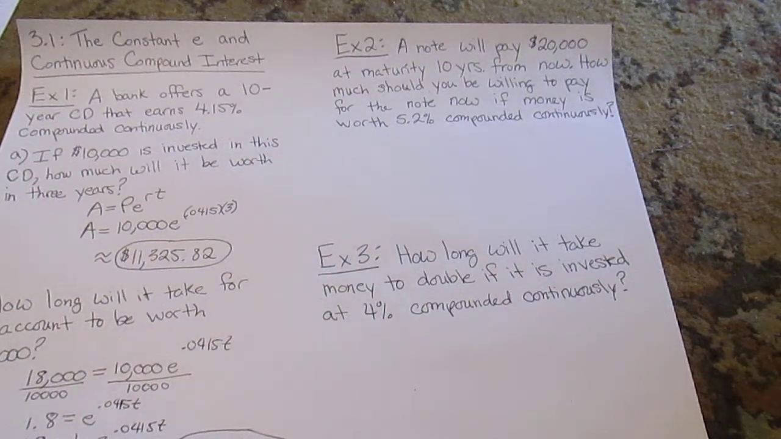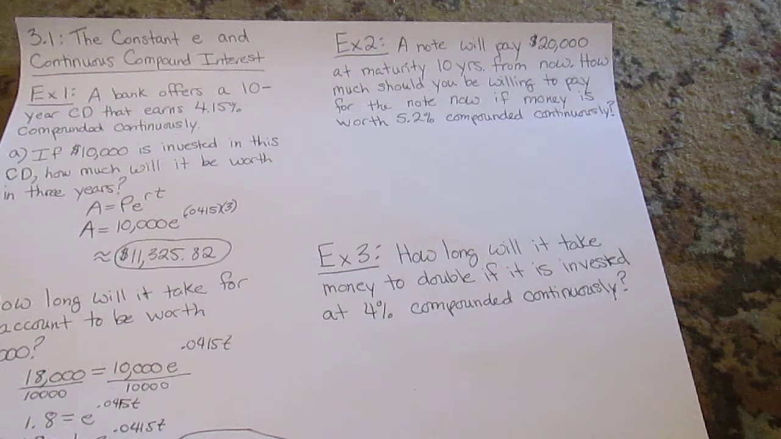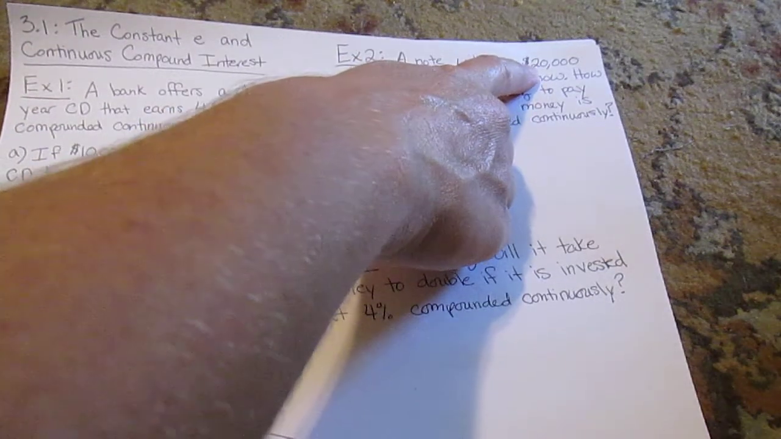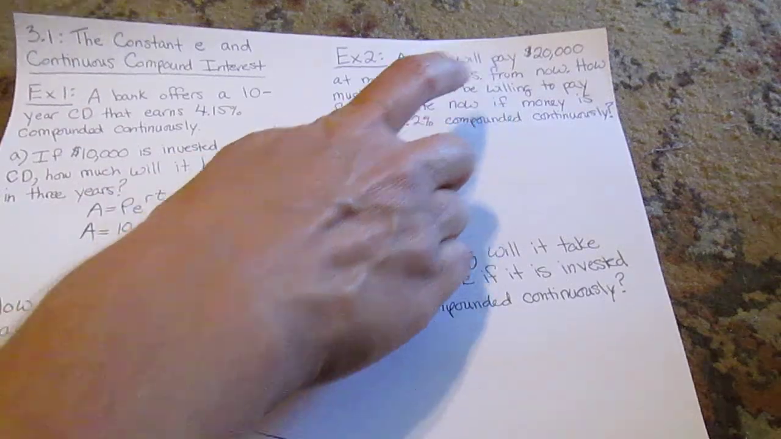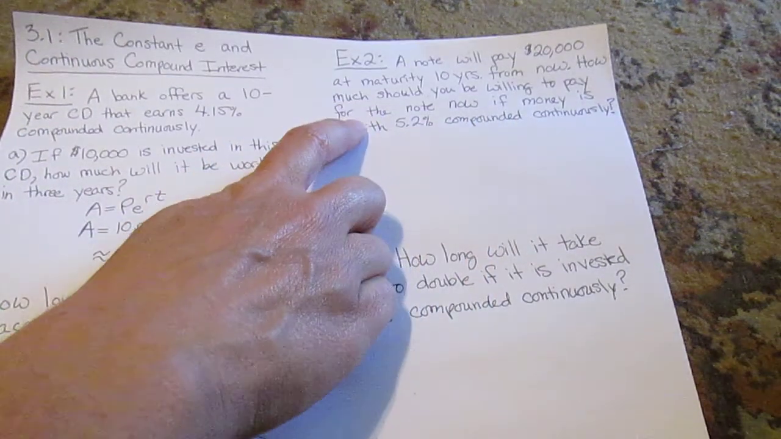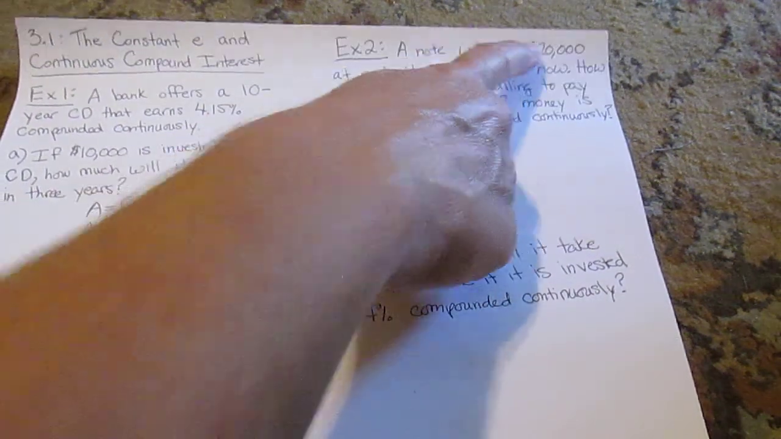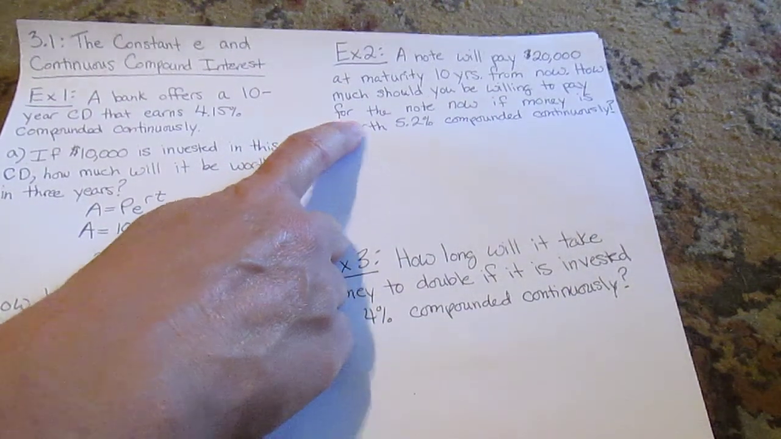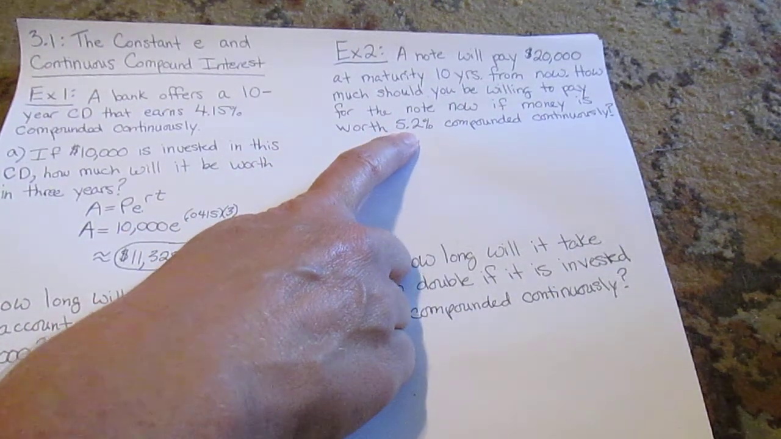Okay, example 2. A note will pay $20,000 at maturity 10 years from now. How much should you be willing to pay for the note now if money is worth 5.2% compounded continuously? Well, they're telling us the ending amount after 10 years, and they're asking how much should you be willing to pay in order to get that amount at the end. So they're looking for the P in this one. We're looking for the beginning amount, and they gave us the r right there.